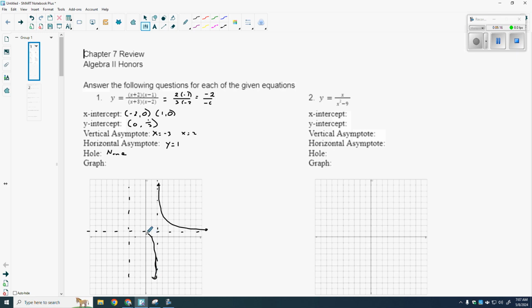It could come up and go through the asymptote. I don't know if it does or not. I don't really care. But it looks something like that. How do I know? Because it has to hit this point, and it has to hit this point. The 3 points we graphed by x and my y-intercepts.